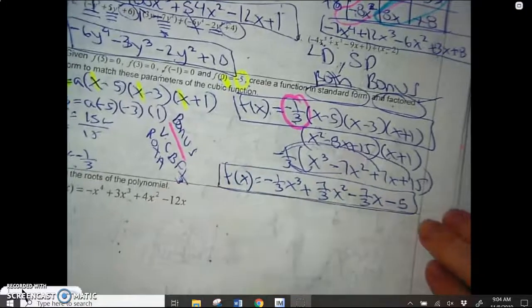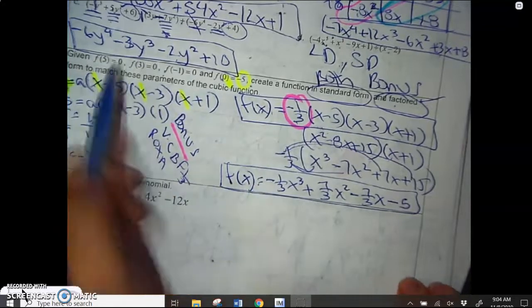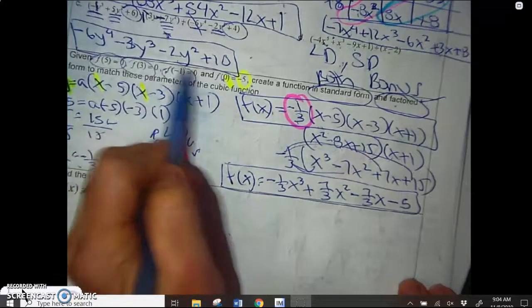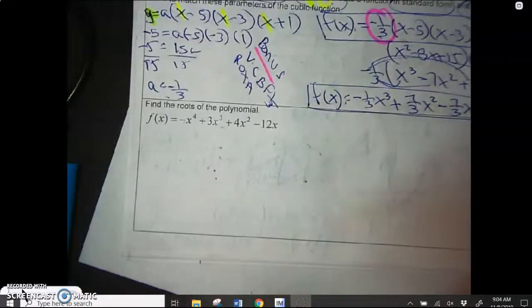How do I know if I'm right? If you have time at the end, you'll set this equal to this, graph them both, make sure those are the x-intercepts, and make sure that's the y-intercept. Okay? All right, still in the calculator section, find the roots.